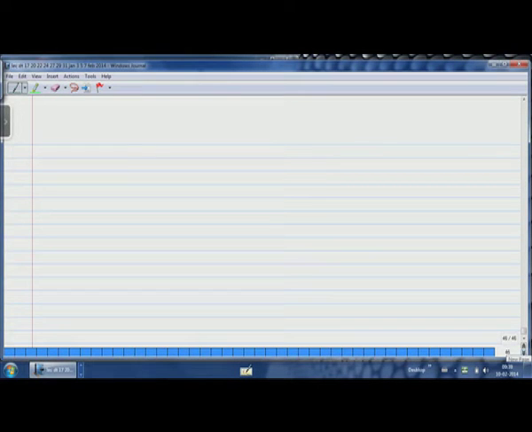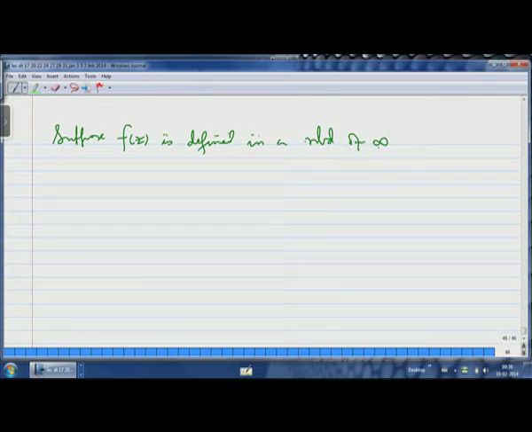Now let me go back and define the residue at infinity. So suppose f of z is defined in a neighborhood of infinity, okay. So mind you that what this means is that f of z is defined on the exterior of a circle of sufficiently large radius. That's what it means. A neighborhood of infinity is by definition, by the stereographic projection, the same as the exterior of a sufficiently large circle, okay.